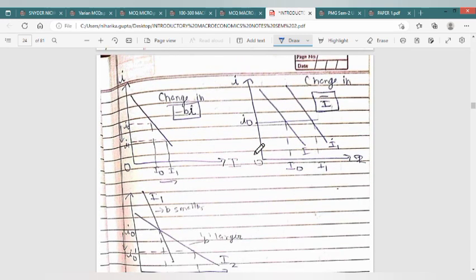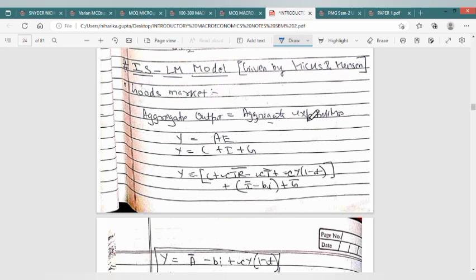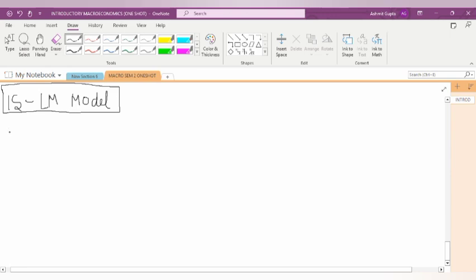Now we will move towards the ISLM model, which is the most important thing from exam perspective. So let's begin with the ISLM model. Okay, so basically what the ISLM model says is that there are two markets, which are the goods market and the money market. In both of these markets, we have interest rate and income, which are uniquely determined by the demand and supply forces. Now what are these? Let's begin understanding them.